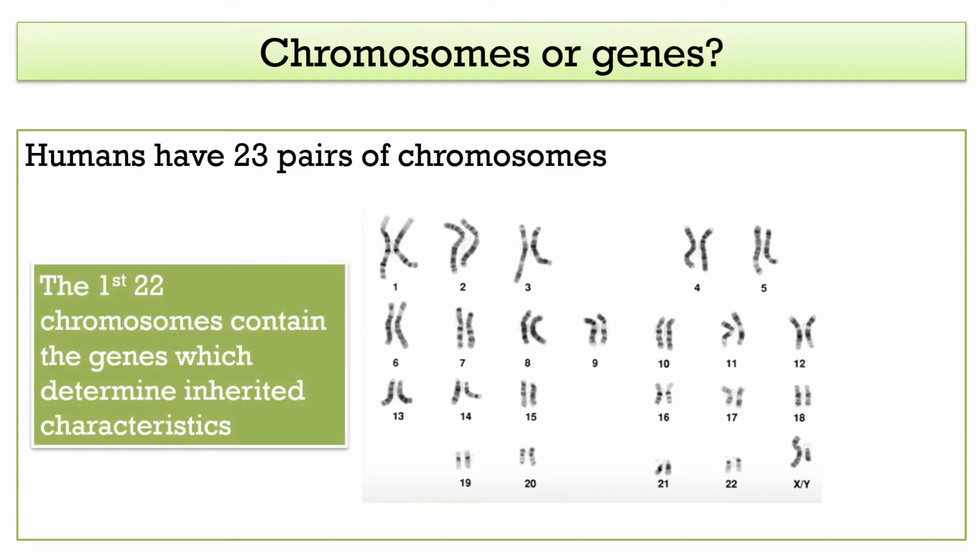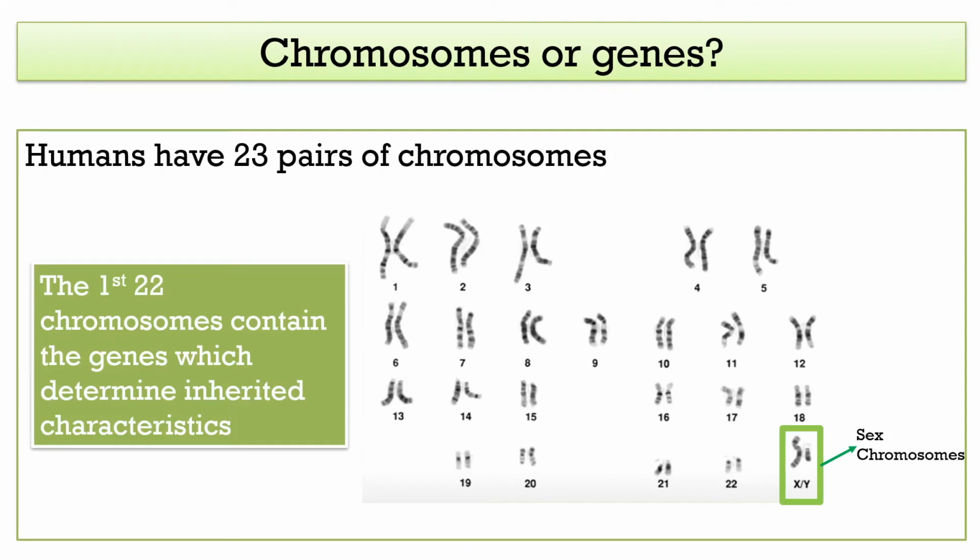And the first 22 chromosomes, we label them 1 to 22, and they contain the genes that determine inherited characteristics, that is your hair type, your earwax type, things like that. That last pair of chromosomes, however, the 23rd pair, we label them X or Y. And these are our sex chromosomes. So the 23rd pair of chromosomes are sex chromosomes.